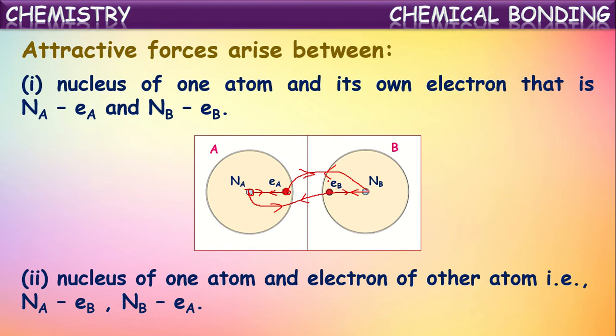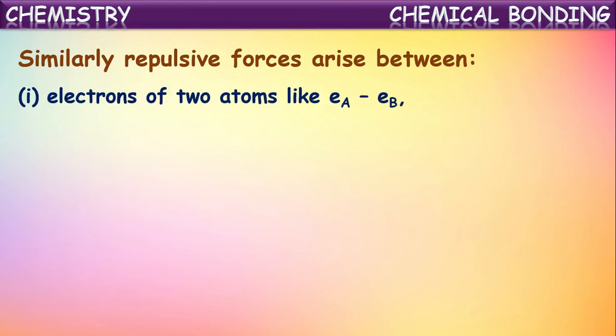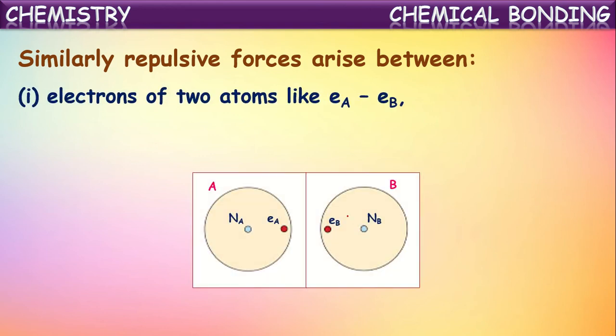Similarly, repulsive forces arise between the electrons of the two atoms, Ea and Eb. This is the electron of the first atom, which has negative charge, and this is the electron of the second atom, which also has negative charge. So when these two hydrogen atoms approach each other, as these two have the same charge, they repel each other. So a repulsive force starts between the two electrons of both atoms.